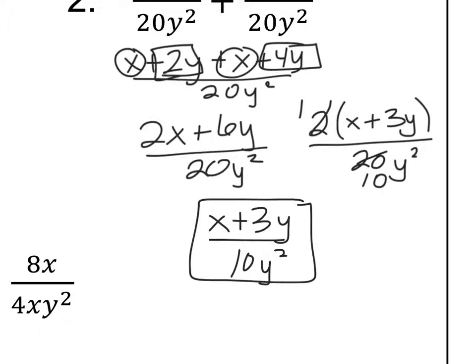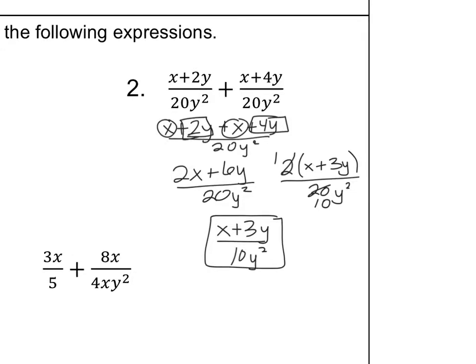Okay, so as we look at adding and subtracting, this is one example with like denominators, where you have to simplify at the end. So what happens if you don't have like denominators? Let's look at this example here. Here's an example of one with denominators that are not the same.